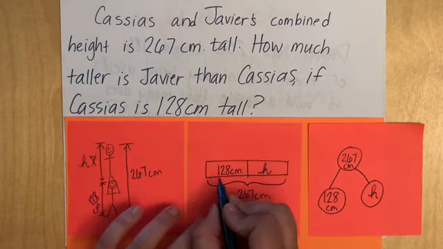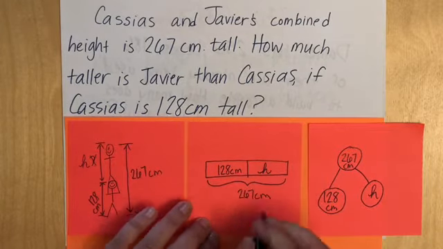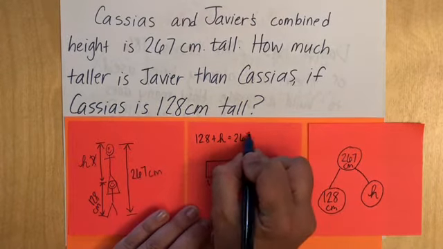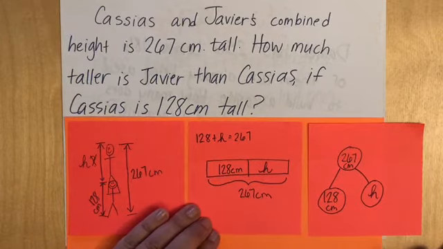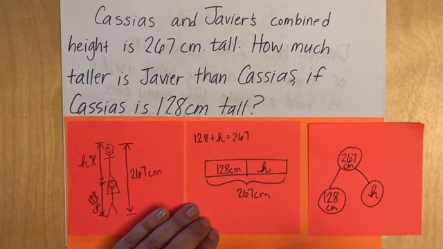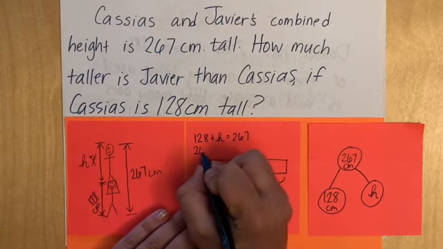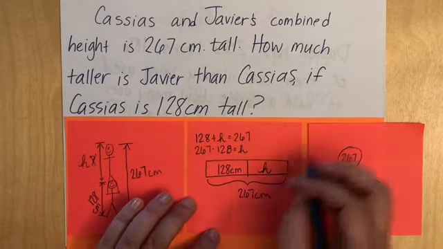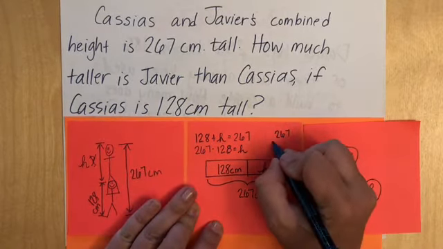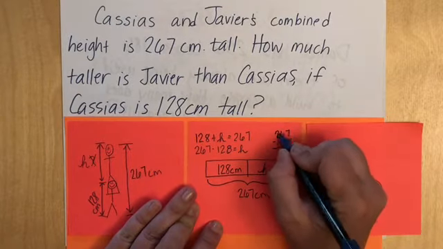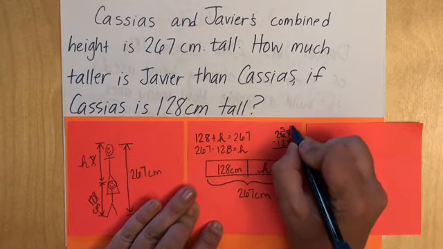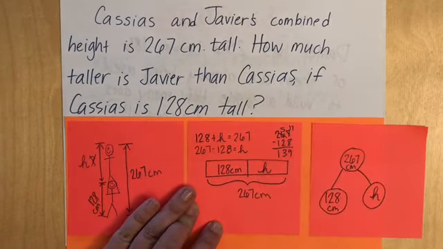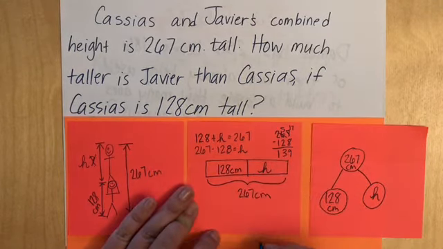So when I look at this, I notice that this plus this equals this. So I could do 128 plus h equals 267. I could count up to 267, or I could do a fact family and I could think 267 minus 128 equals h. So now I'm going to work that out. So 267 minus 128. Okay, bottom bigger, borrow. So I'm going to borrow from the tens. So 5 take away 2 is 3. 200s take away 100s is 100. So Javier is 139 centimeters.